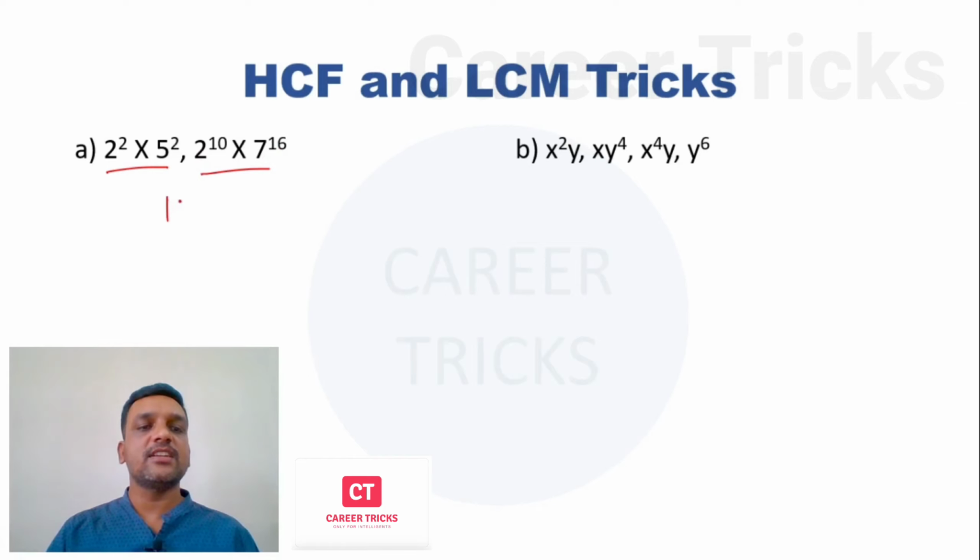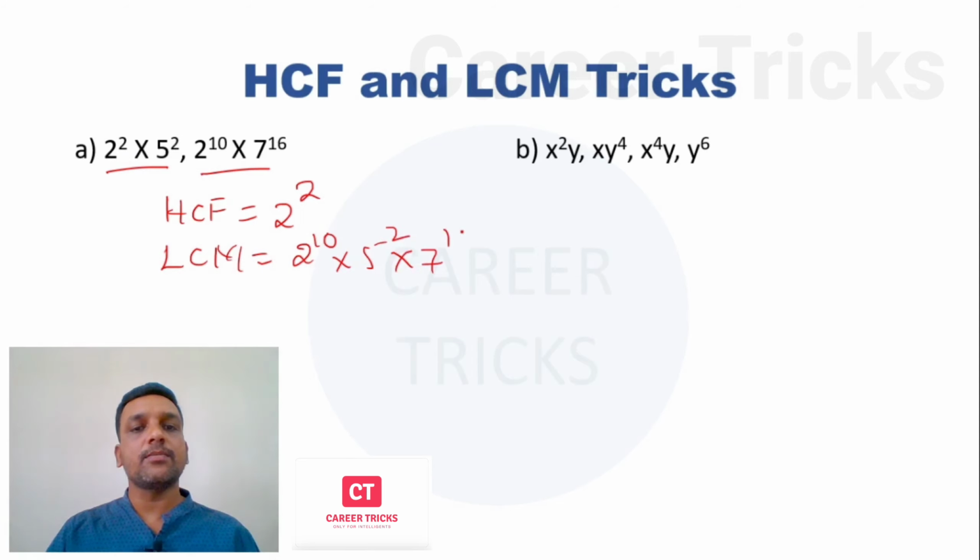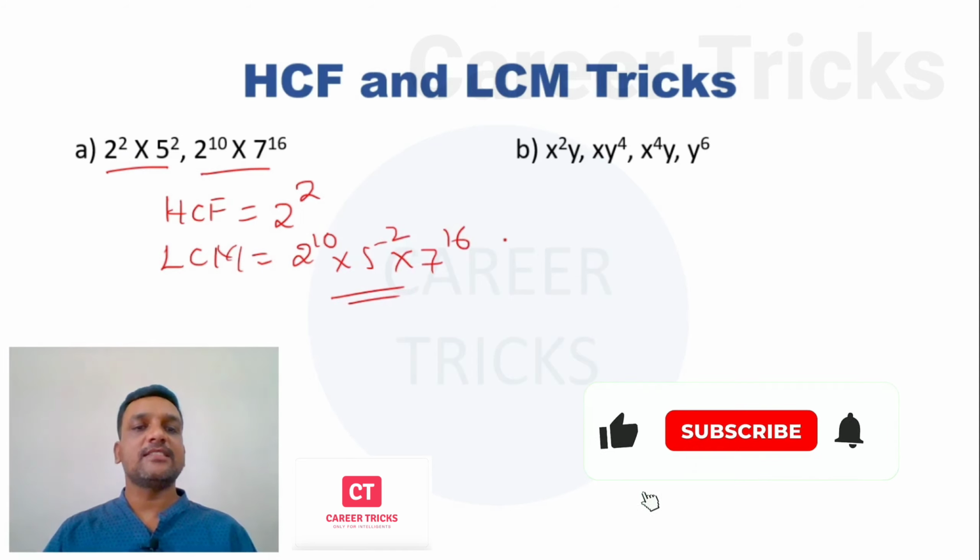When you are going with the HCF, I can write the HCF as 2 to the power of 2, because 2 to the power of 2 into 5 squared, these are the factors they have written. Here 2 to the power of 10 is there, which is the minimum. This is the minimum, so the highest common factor that we can take is 2 to the power of 2. When you come to the LCM, we have to take 2 to the power of 10 into 5 squared into 7 to the power of 16. This will be the answer.